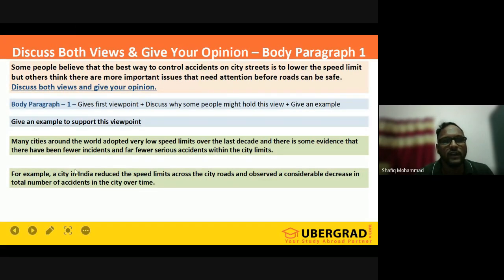Many cities around the world have adopted very low speed limits over the last decades, and there is some evidence that there have been fewer incidents and far fewer serious accidents within the city limit. So here he is giving some kind of data, like someone asked me, sir, can we give some data? You can also name a city. A city like Hyderabad, where now people are coming up with the idea that speed limits should be maintained. And also, there are more metros coming up to reach every part of the city. These things will avoid accidents. So whatever you write, you can write in your own words. Then, for example, he's telling the same thing.